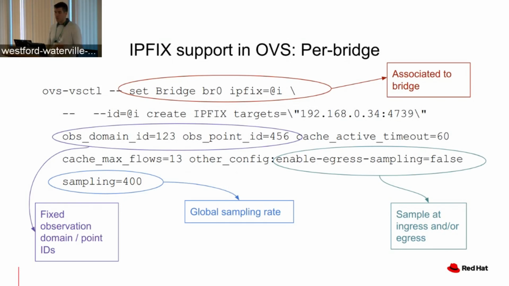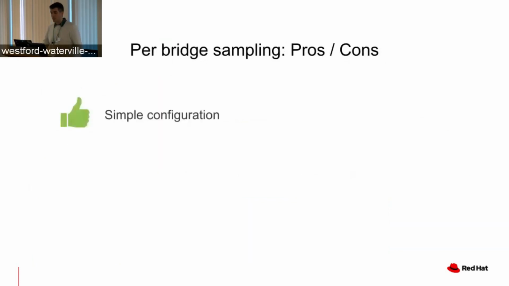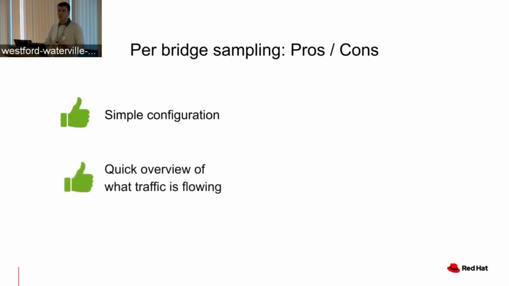So OVS will sample those packets, put those observation domain and observation point IDs, and send it to the target IPFIX collector. So this is essentially it. It is simple. It is just that. That command line is enough. And very quickly, you know what traffic is flowing through your OVS instance.